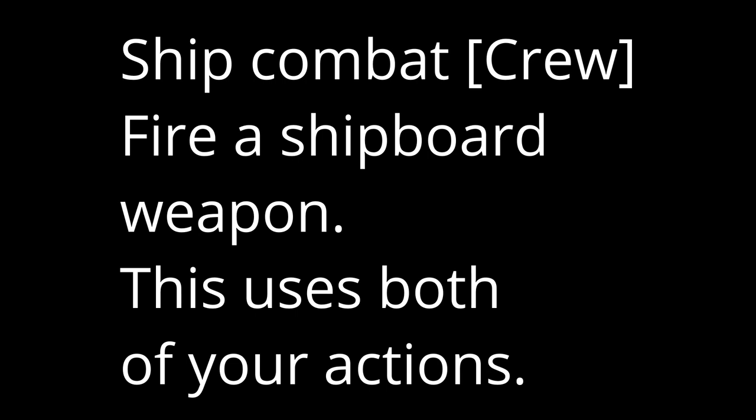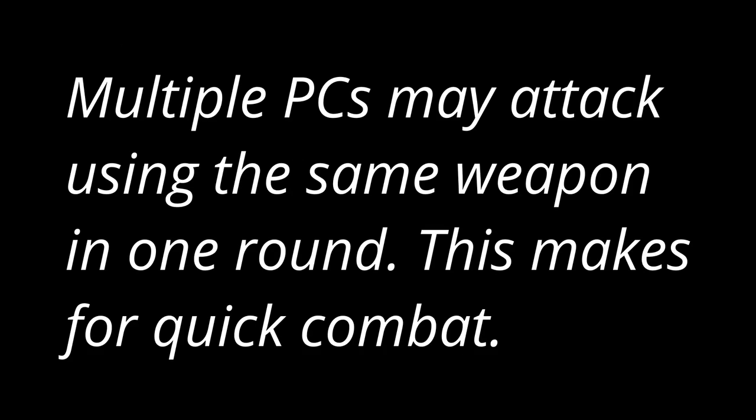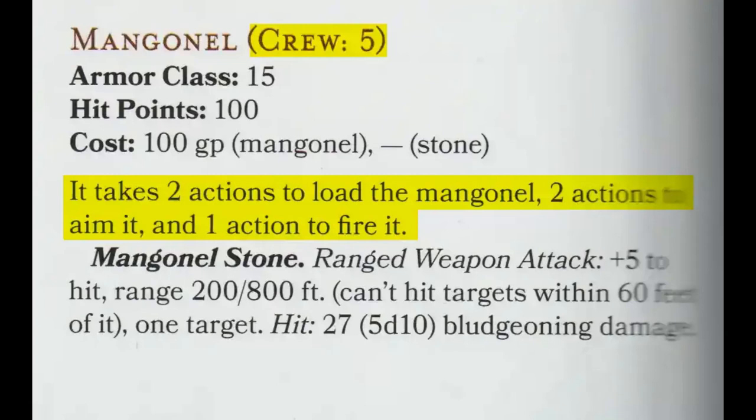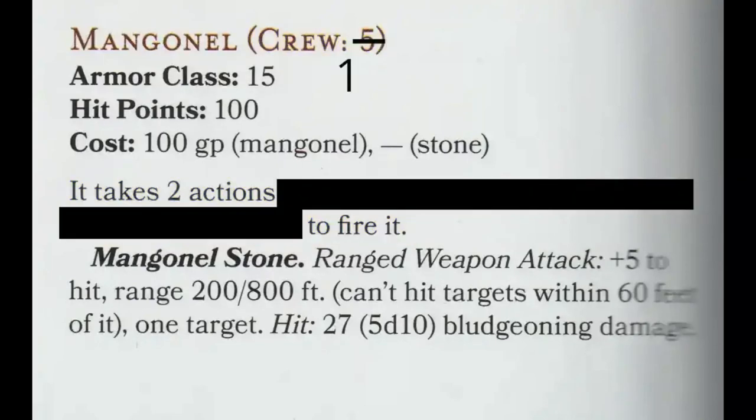Ship combat, all crew. Fire one of your ship's weapons at any enemy ship. This takes two actions. Because most cannons require multiple actions to load and fire, several players may spend actions to operate a weapon. For example, a mangonel, as listed in the Astral Adventurer's Guide, page 38, requires two actions to load, two actions to aim, and one to fire. That's five actions, meaning most parties aren't going to be able to get that done within a round. In my system, the mangonel takes two actions, one to aim, one to fire.